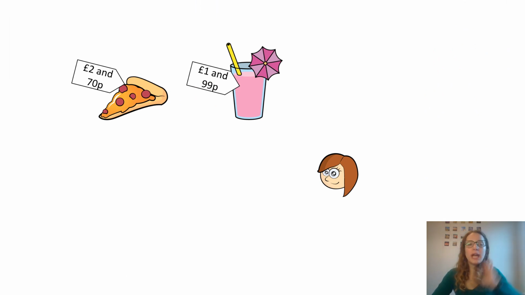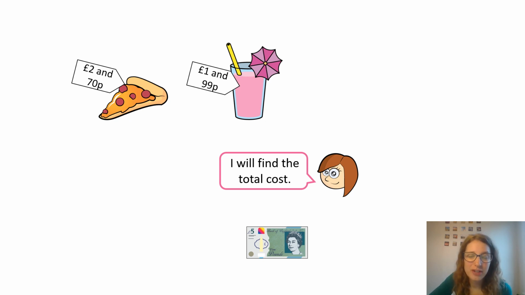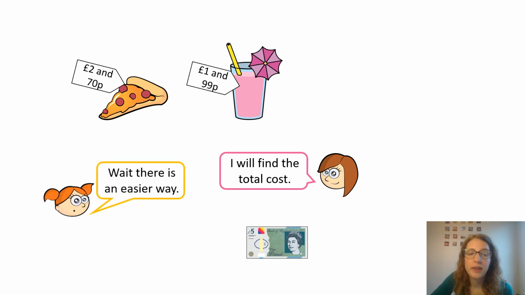Okay, we have some very expensive pizza here, just for a slice, and our drink. She's got £5. She wants to know if she has enough to buy the pizza and the drink. We want to find the easiest way of finding this out. Rather than trying to work out all those different amounts, the £2, the £1, the 70, the 99, we're going to look at it a bit differently. So what could that easier way be? Have a little think.